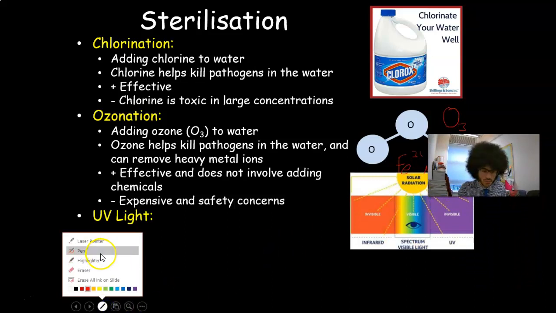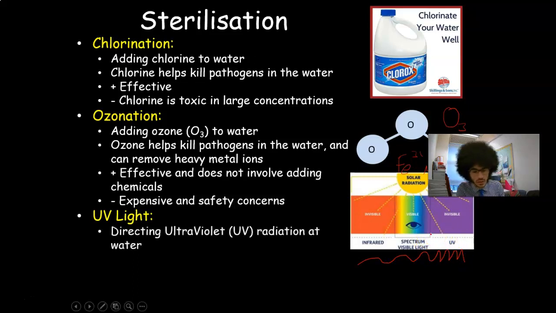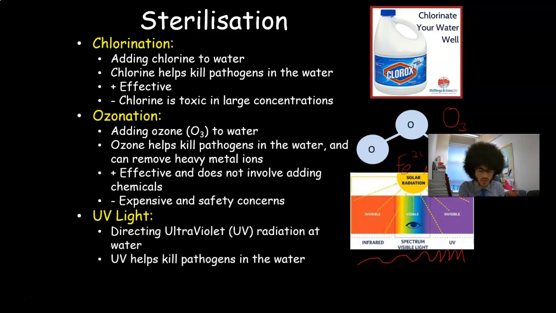UV is a part of the electromagnetic spectrum, which you've hopefully learned in physics, and it's just after visible light, which obviously comes after infrared. So in terms of wavelength, it gets a lot shorter and the frequency gets a lot higher at UV, so it's quite powerful radiation. And what you do is you direct UV rays straight into the water, and that can help kill the pathogens.